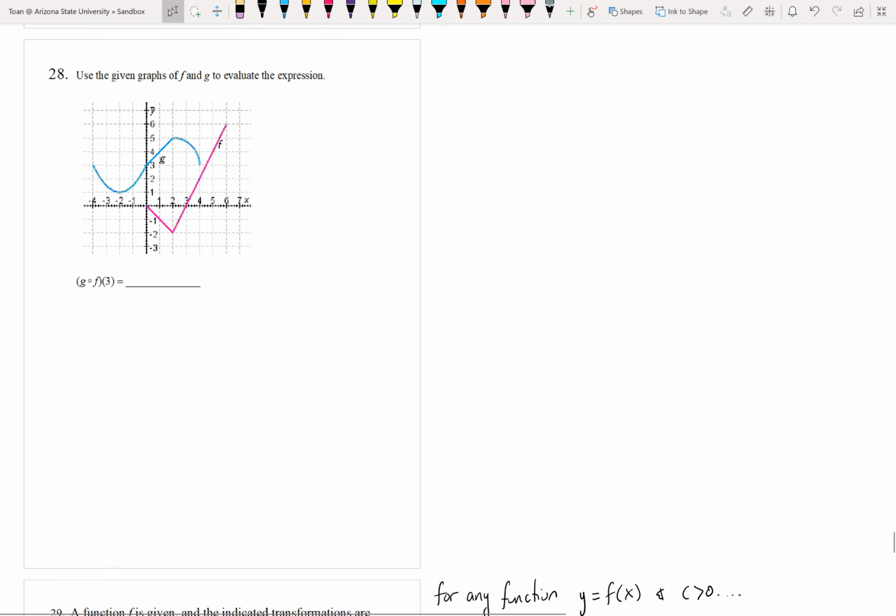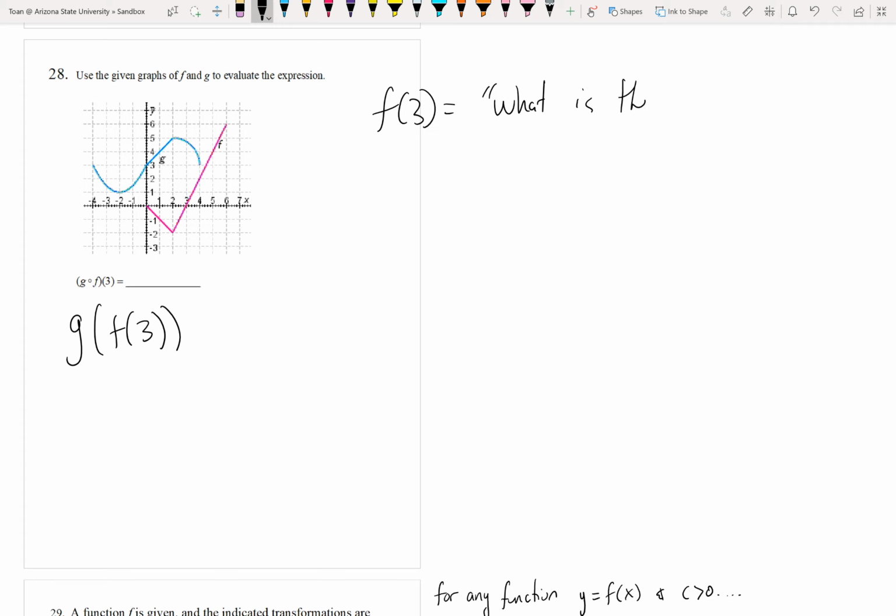Number 28 was basically asking if you could read a graph. So you have to remember that g of f of 3 is the same thing as g of f of 3. And remember that f of 3 is asking you what is the y value when x equals 3. Now, since it is of the f function, you have to look at the f graph. So looking at the f graph, where is x equals 3? Right here. What is the y value? Oh, clearly it's 0. So this is the same thing as g of 0.